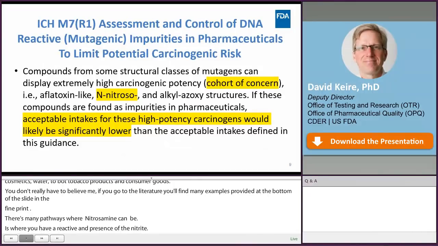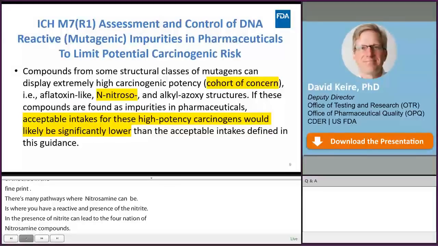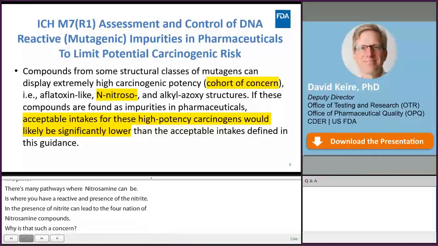And why is that such a concern? It's a concern because of ICH M7, which is a document which describes the assessment and control of DNA reactive mutagenic impurities in pharmaceuticals to limit potential carcinogenic risk. In this internationally harmonized guidance, they describe an extremely high carcinogenic potency set of compounds known as the cohort of concern, and in that set of compounds are N-nitroso compounds.